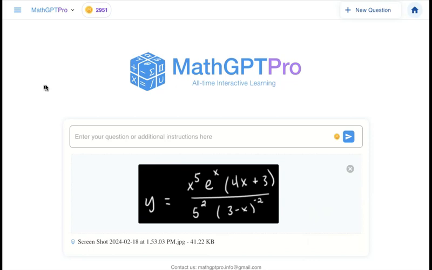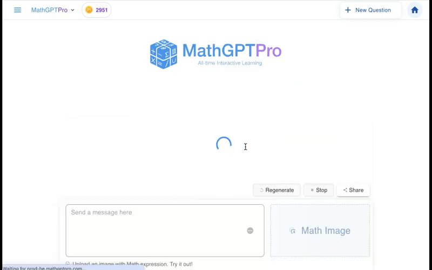So let's do it. Let's use it to solve this problem. Y equals this whole mess, and you just paste the screenshot in, and then you ask it a question. So: solve for dy/dx given y below. Use logarithmic differentiation step by step. Let's see what it says.